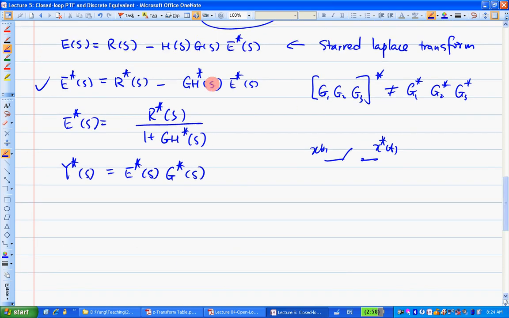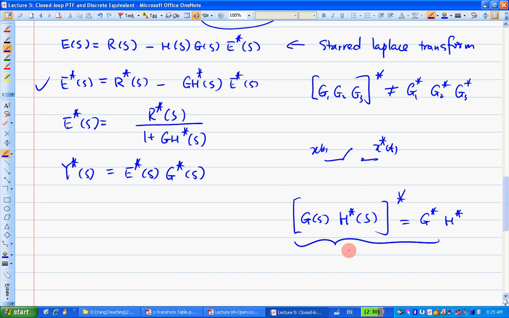Back to the star one, maybe I should illustrate a little more. The whole idea comes from a previous lecture. We had a general block G multiplied by, let's say, H star of s, and the star operation of this gives me G star H star. This is the principle, or the rule, that you need to stick to. Generally, you don't put GH together under the star. You have to have a star one here.